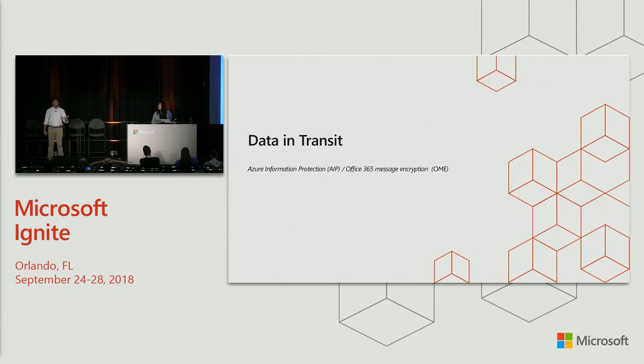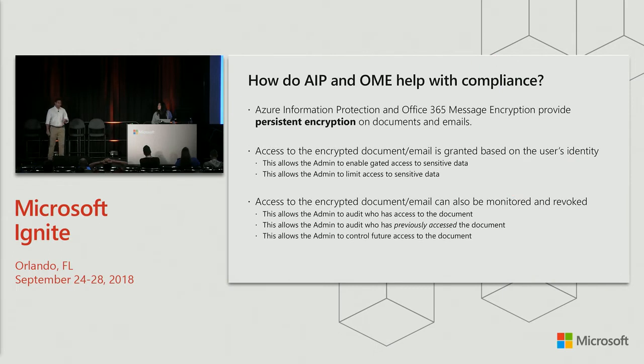Okay, we are going to talk about Azure Information Protection and Office 365 message encryption here. A summary on how this actually helps. Now, what you need to understand is, at the end of the day, when you need to protect your data, encryption needs to be persistent in some sense. Wherever your data goes, encryption needs to follow, which is how you show protection, show compliance.